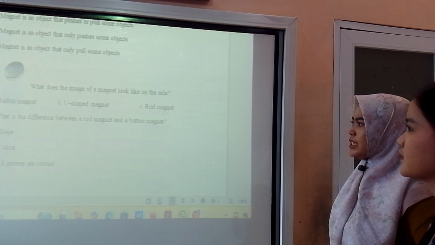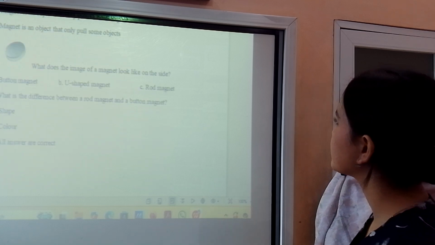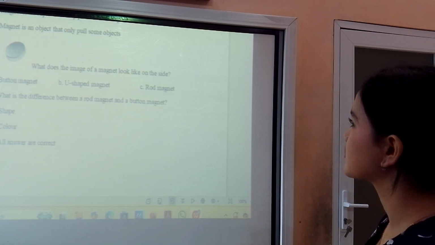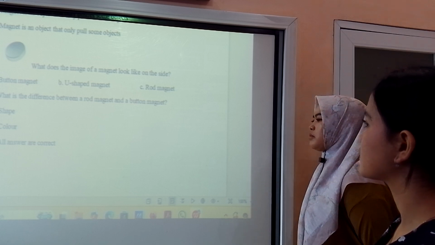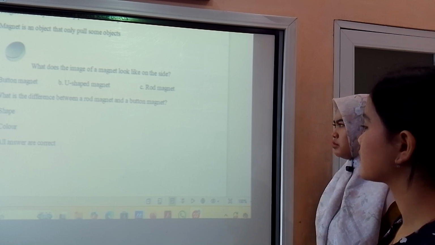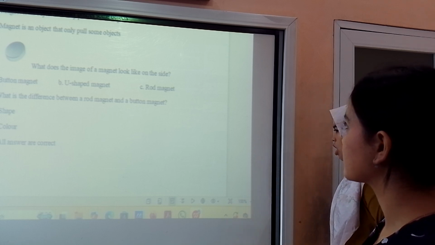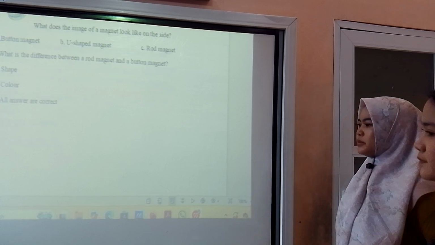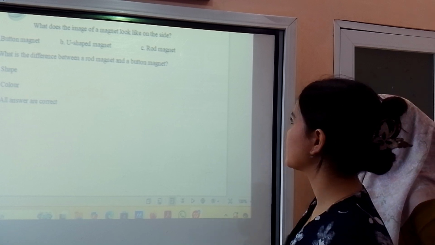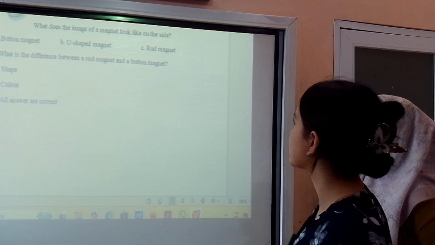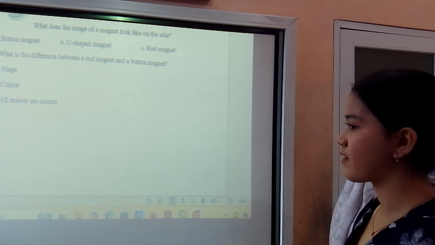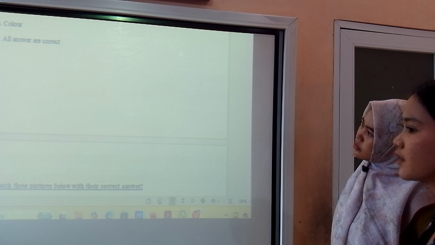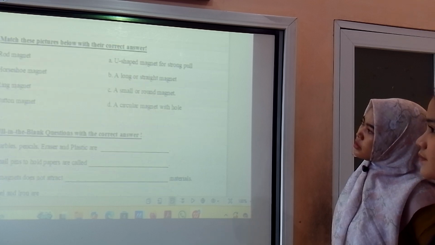Number 3, what does the image of a magnet look like on the side? A, button magnet. The answer is A, button magnet. Number 4, what is the difference between a rod magnet and a button magnet? The answer is C, all answers are correct. So the shape and the color are also different. Miss Debbie, matching.